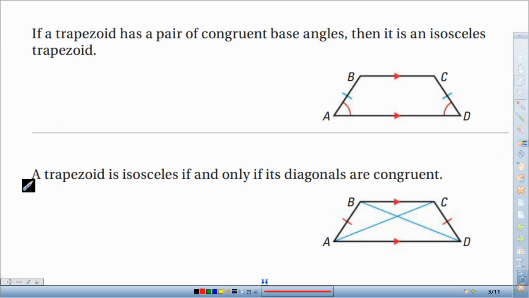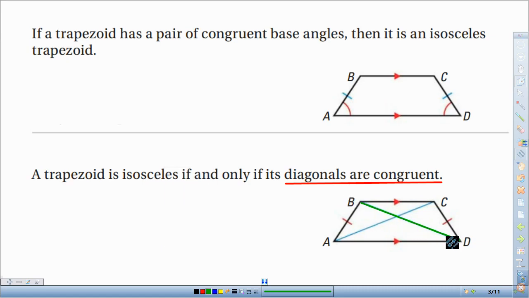Okay, so our last rule says a trapezoid is isosceles if and only if the diagonals are congruent. All right, diagonals are congruent. And you guys remember diagonals. We saw these when we were dealing with parallelograms, rhombuses, rectangles, and squares. The diagonals are these lines that go across the shape.